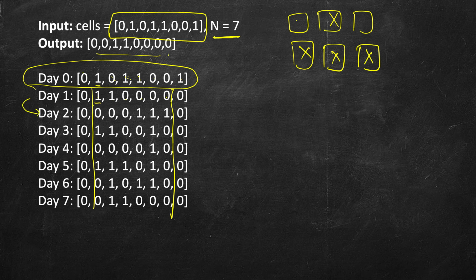And next day, if you look, only one neighbor of this is occupied, so this is 0. Same here. But here both neighbors are unoccupied, so this becomes occupied, and same for this one. So keep doing this each and every day, and on day 7, this will be the state.